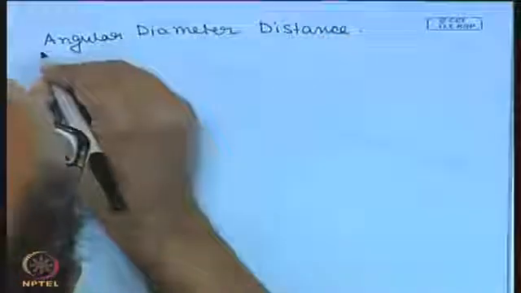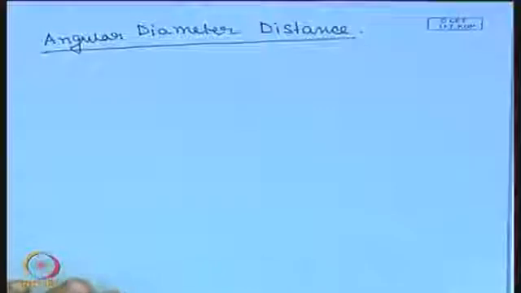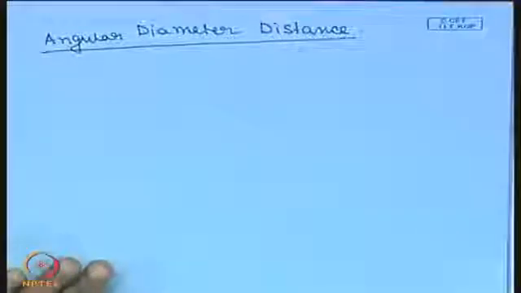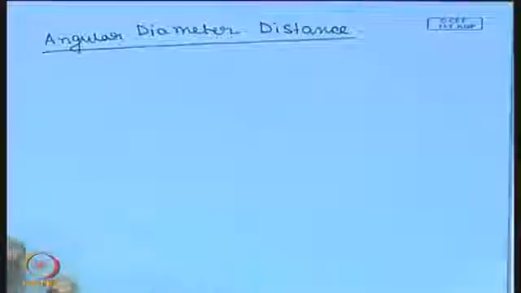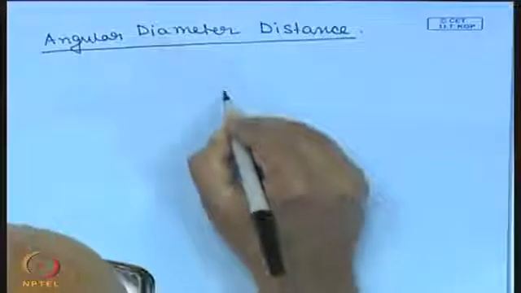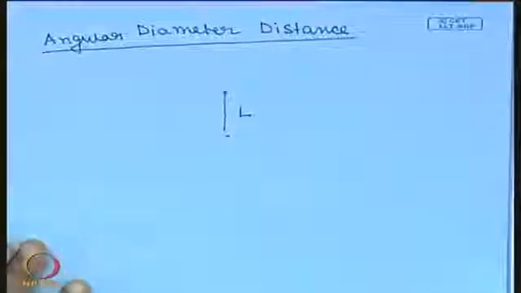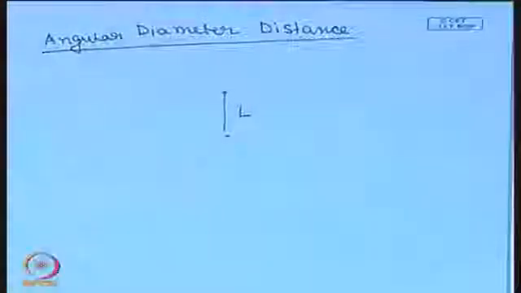This is one of the distances which comes in important in observations. How is the angular diameter distance defined? The angular diameter distance is defined as follows. Suppose I have some object whose actual physical length is known. Let us say it is L, proper, so its proper length is known.